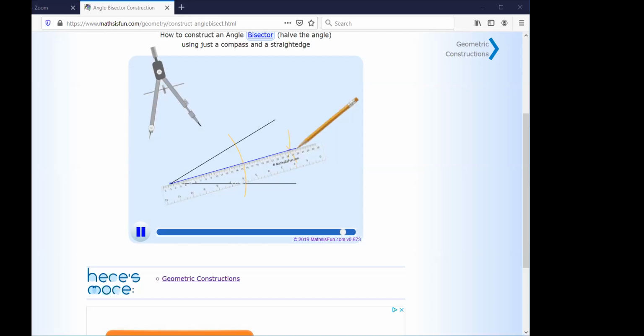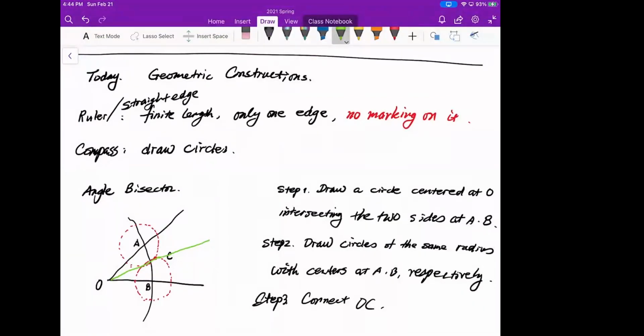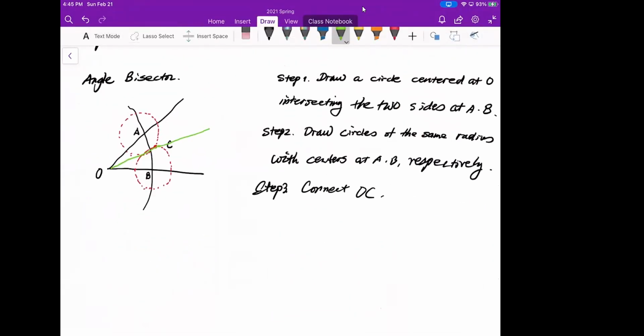Excellent. All right. So I'm going to go back to my iPad. So the next question is, we know how to bisect the angle, but why? How can you prove it? I think it should be very straightforward. So let's prove it.